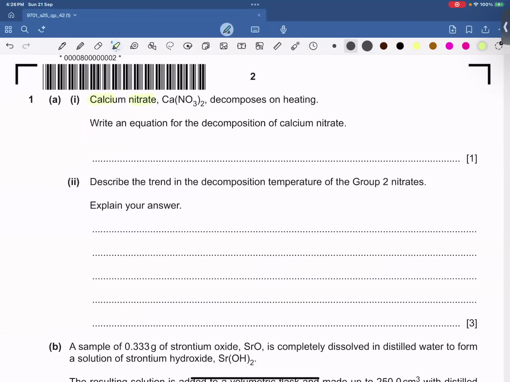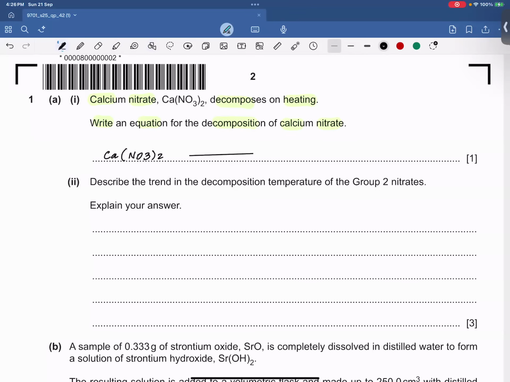Calcium nitrate decomposes on heating. Write an equation for the decomposition of calcium nitrate. So the answer is going to be very easy. This is your calcium nitrate.